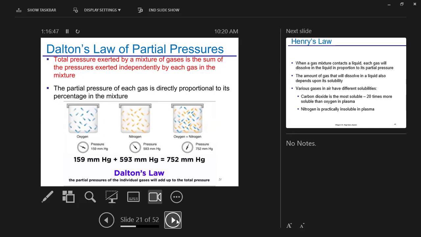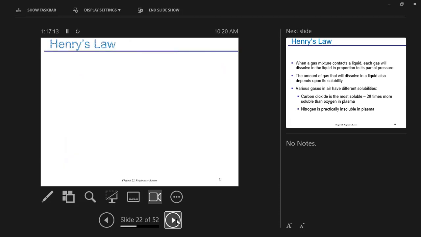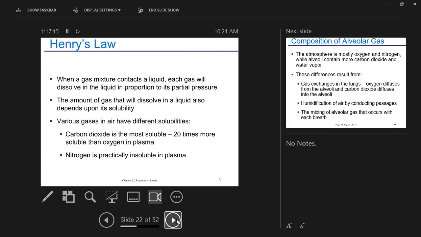Dalton's law says the total pressure of a gas is going to be the sum of the pressures of the mixture of gases. So the pressure from the oxygen, the pressure from the nitrogen, we add those pressures together, and that gives us the total pressure. We're going to ignore the trace gases in here right now. So this is Dalton's law. Partial pressures will add up to the total pressure. Henry's law deals with carbon dioxide. Henry's law says that gases dissolve based on their partial pressure.